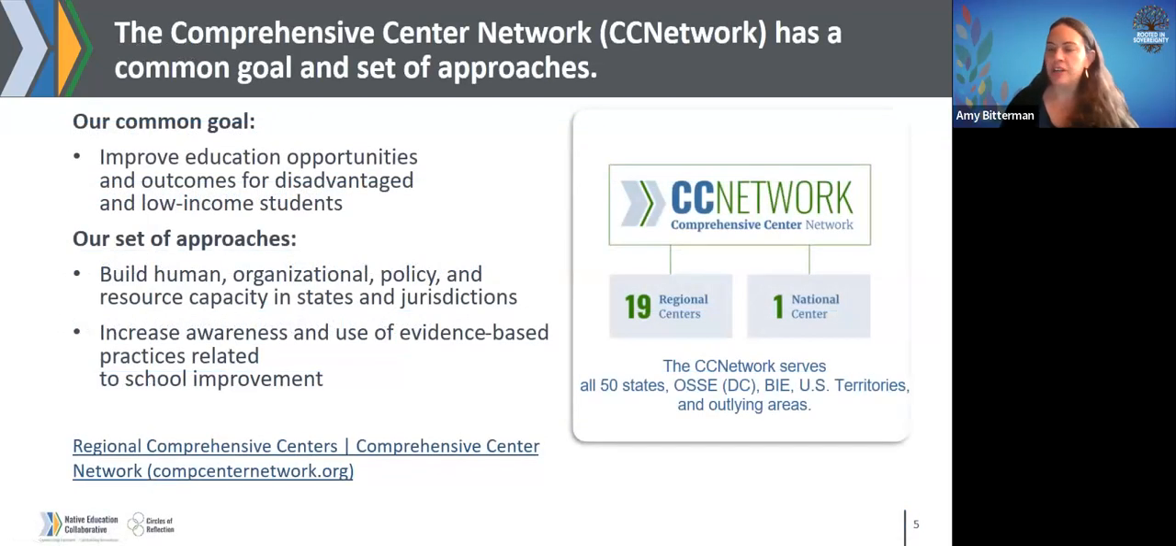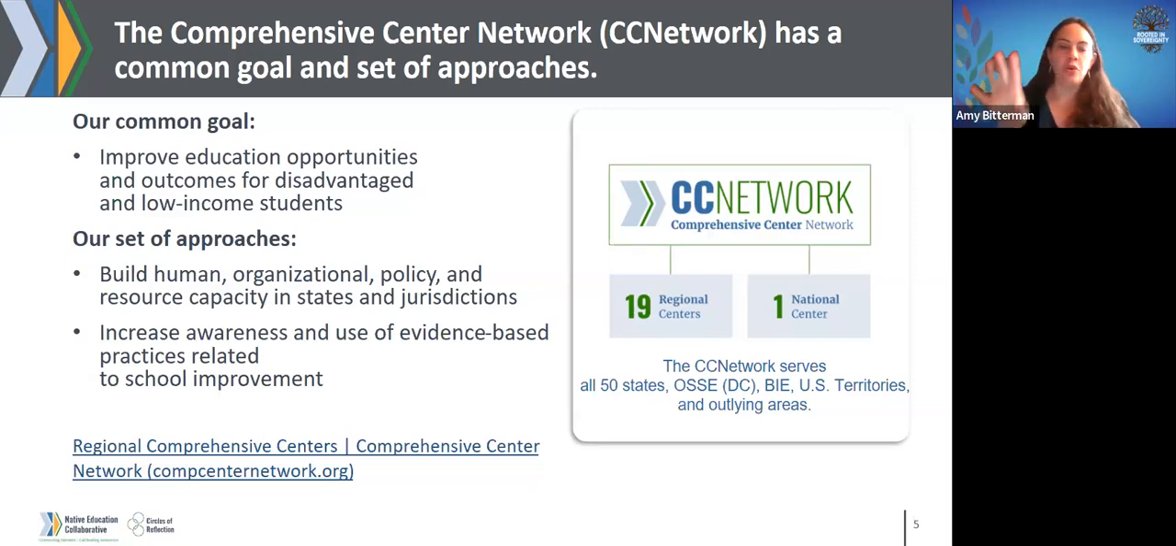If you aren't familiar with the National Comprehensive Center, or what we call the CC network, the Comprehensive Center Network is made up of 20 different centers. 19 of those are regional, like the one Mandy mentioned, and the regional centers are responsible for working with and supporting a group of states regionally, ranging from maybe 2 states to 4 or 5 states. And then there's one national center. I'm with the National Comprehensive Center, and Mandy is also working on this project with the National Comprehensive Center.